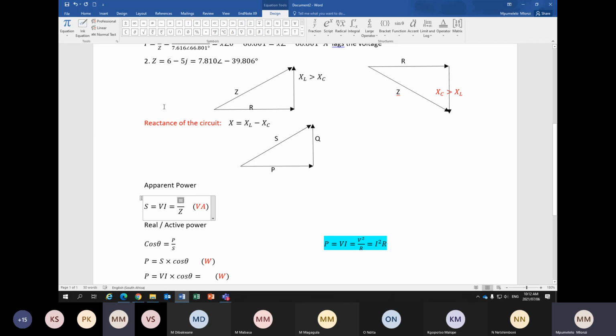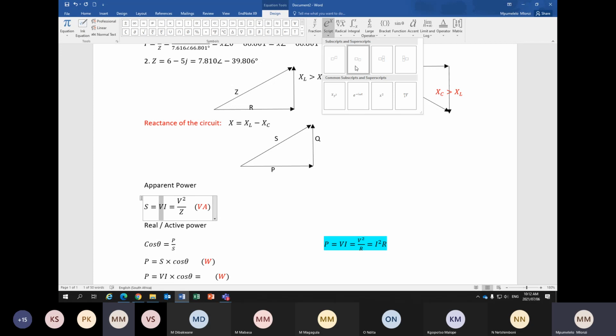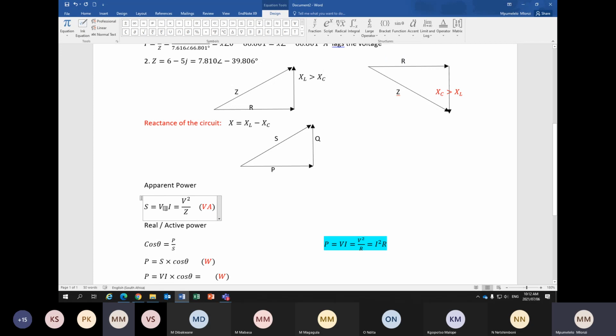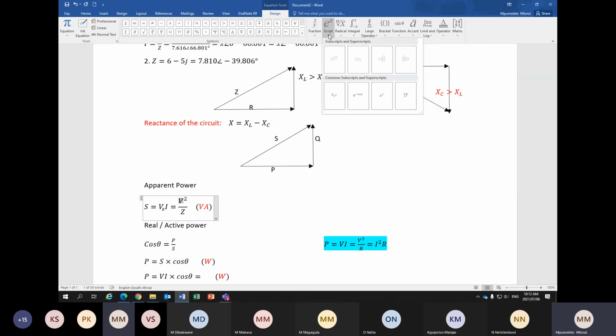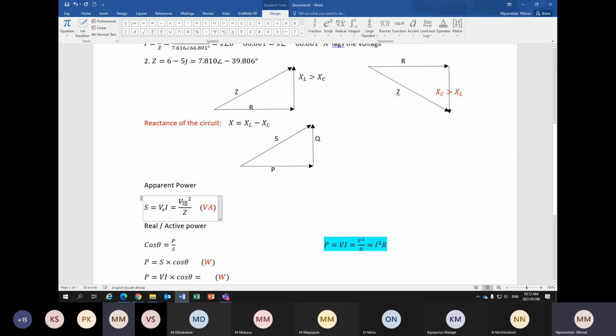Since we use this formula, it will be equal to V squared. And it will be wise of me to indicate that this is the supply voltage, Vs. Also, this is the supply voltage. All right. Now this is another formula to be used when you want to calculate the apparent power. I hope you understand.